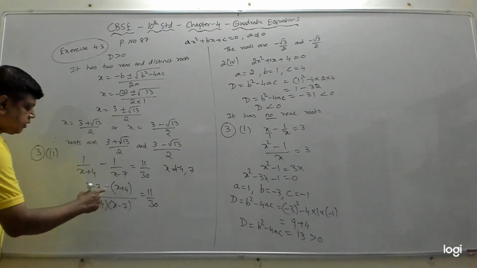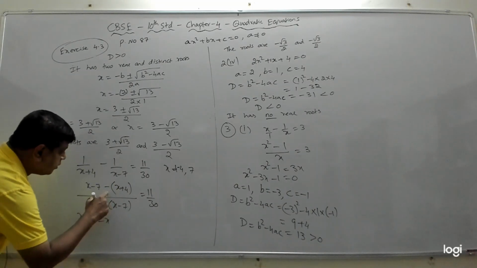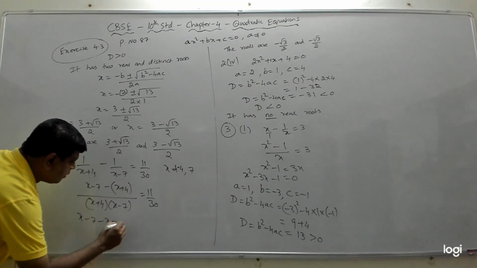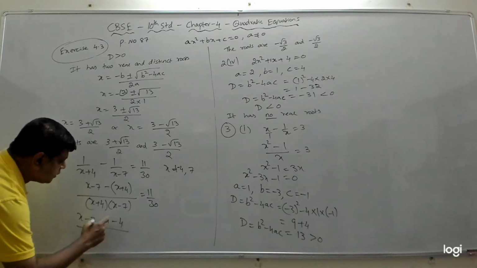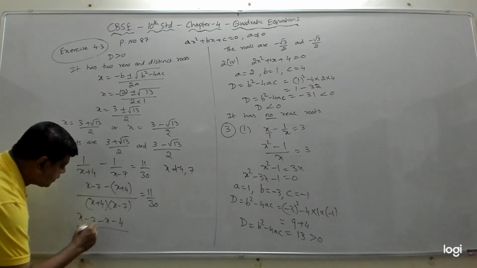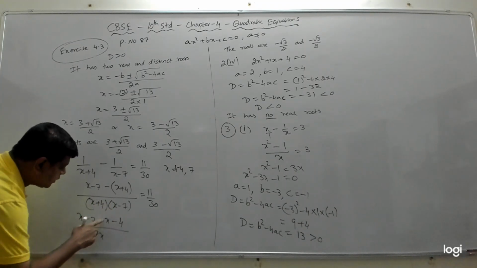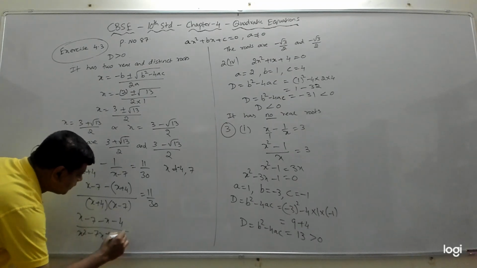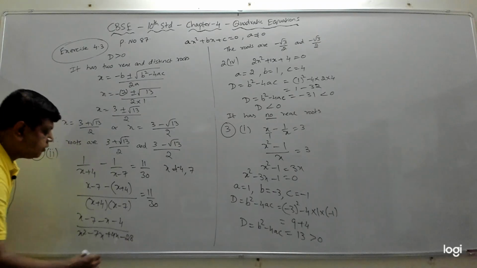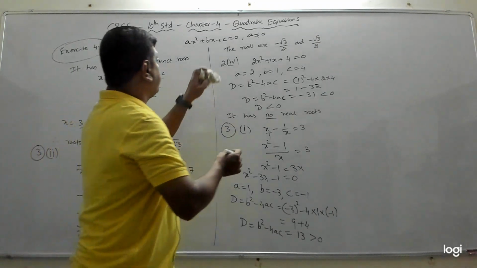Right, now if you simplify this, you get x minus 7, this is minus into x, minus into 4, minus 4, by x plus 4 into x minus 7. If you multiply, you will get x square minus 7x, this into x, x square, x into minus 7, minus 7x, 4 into x is 4x, 4 into minus 7 is minus 28, and that is equal to 11 by 30. Fine, so I'll continue here.